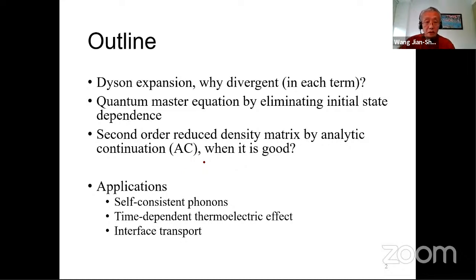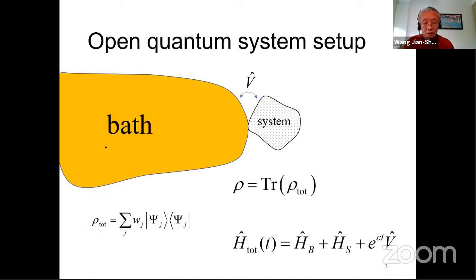Okay, so those are the theoretical side. Then after that, I will try to give you 3 applications of the use of this quantum master equation to do with phonons and also the thermoelectric effect and the interface problems. Okay, that's all my outline.